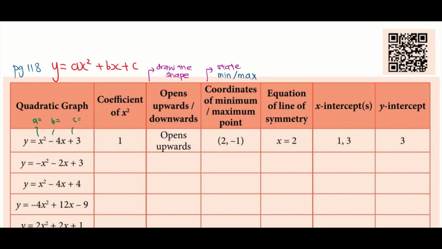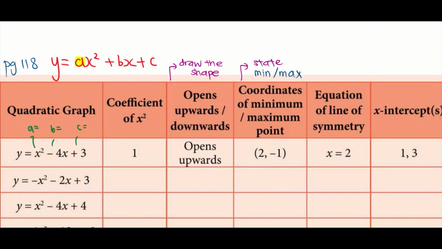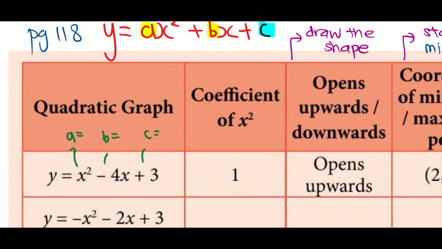For the first one, you have to look at the coefficient of x squared, the coefficient of x, and the constant term. For the first example, what's the coefficient of x squared? 1, yes. The coefficient of x is negative 4 because there's a negative sign here. Lastly, my C is just my final constant. My constant term is 3.